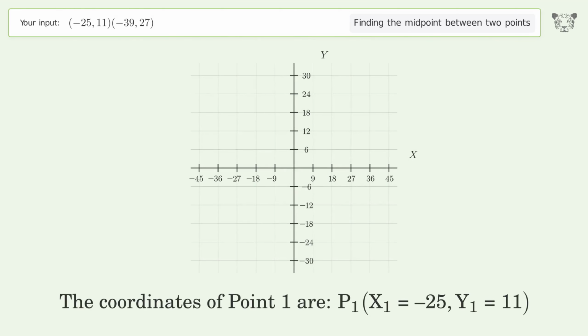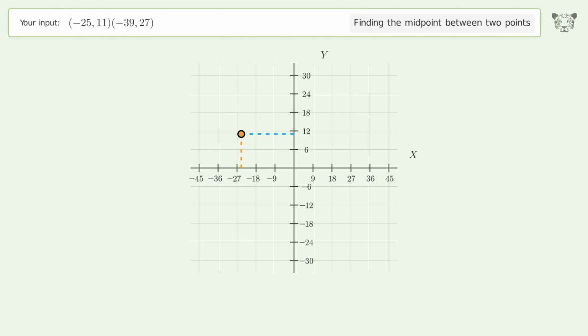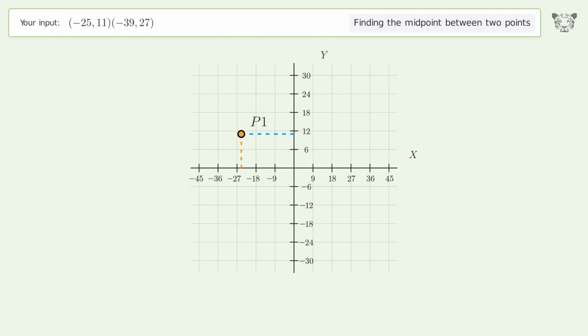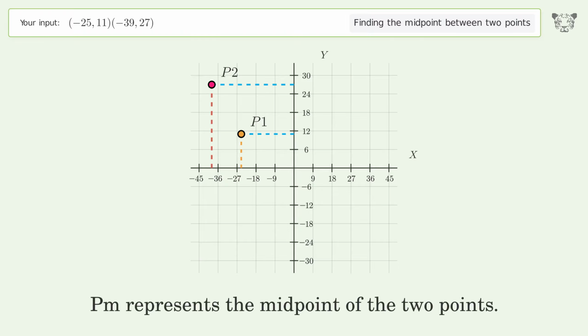The coordinates of point 1 are x1 equals -25, y1 equals 11. The coordinates of point 2 are x2 equals -39, y2 equals 27. PM represents the midpoint of the 2 points.